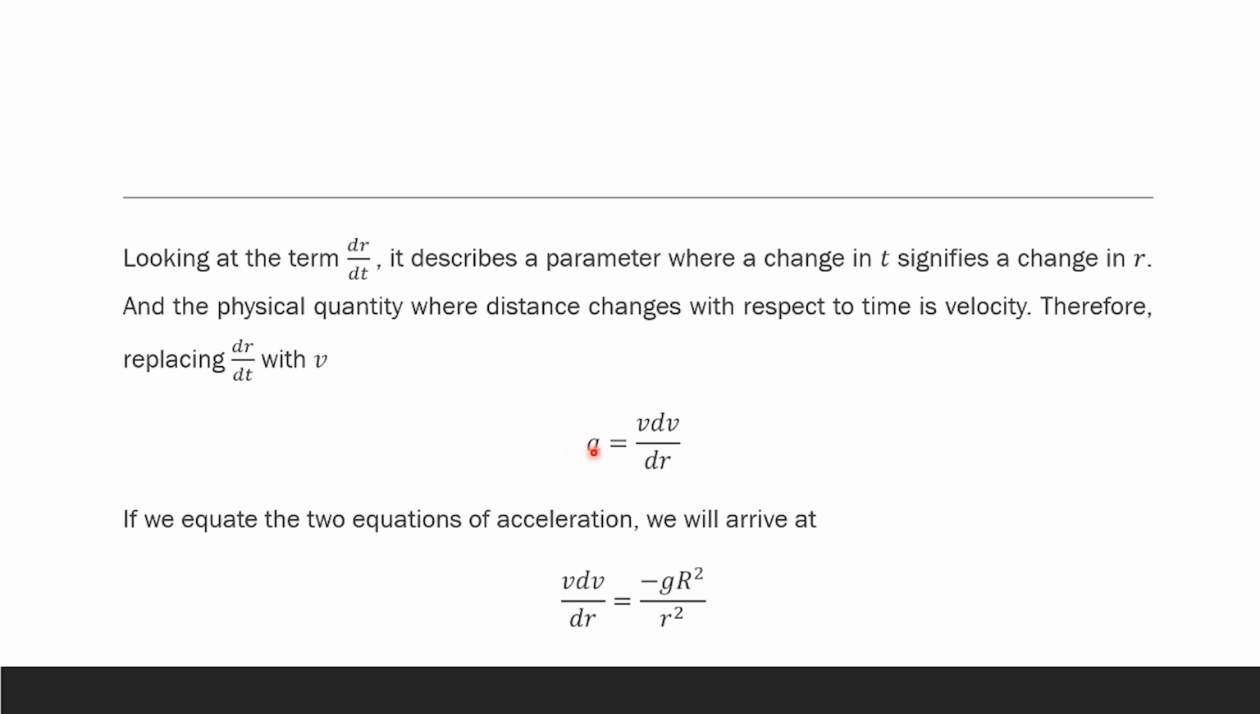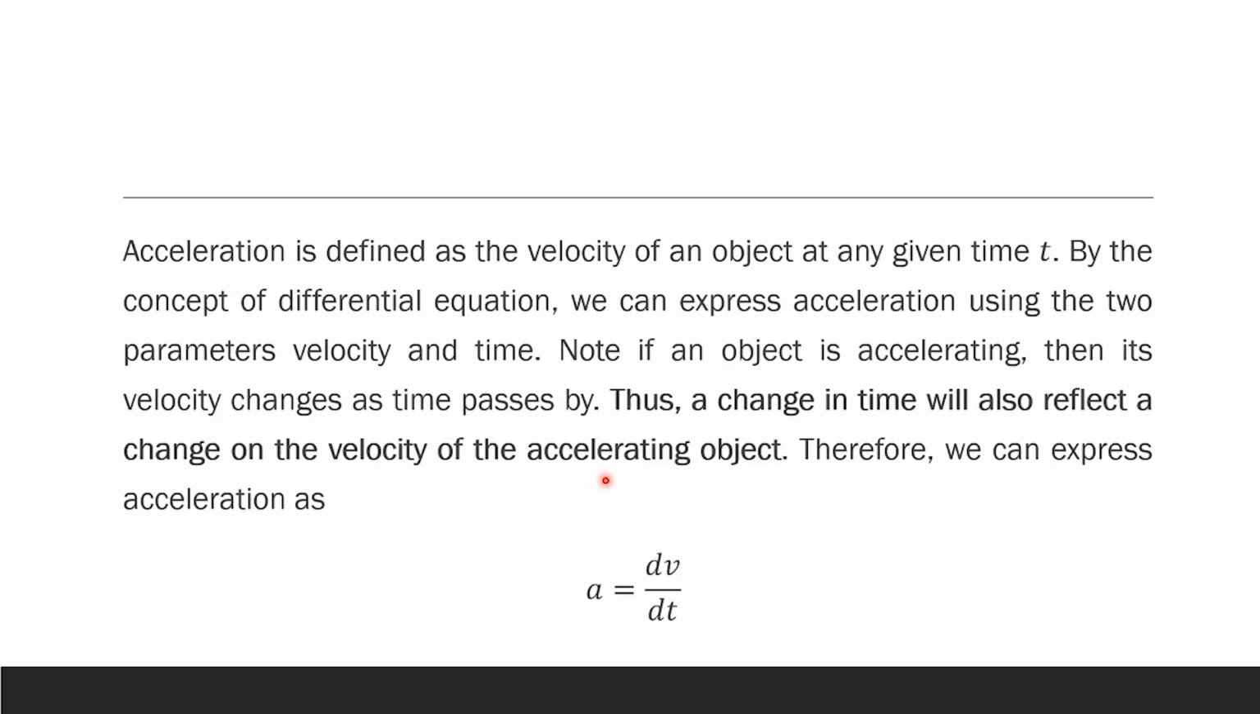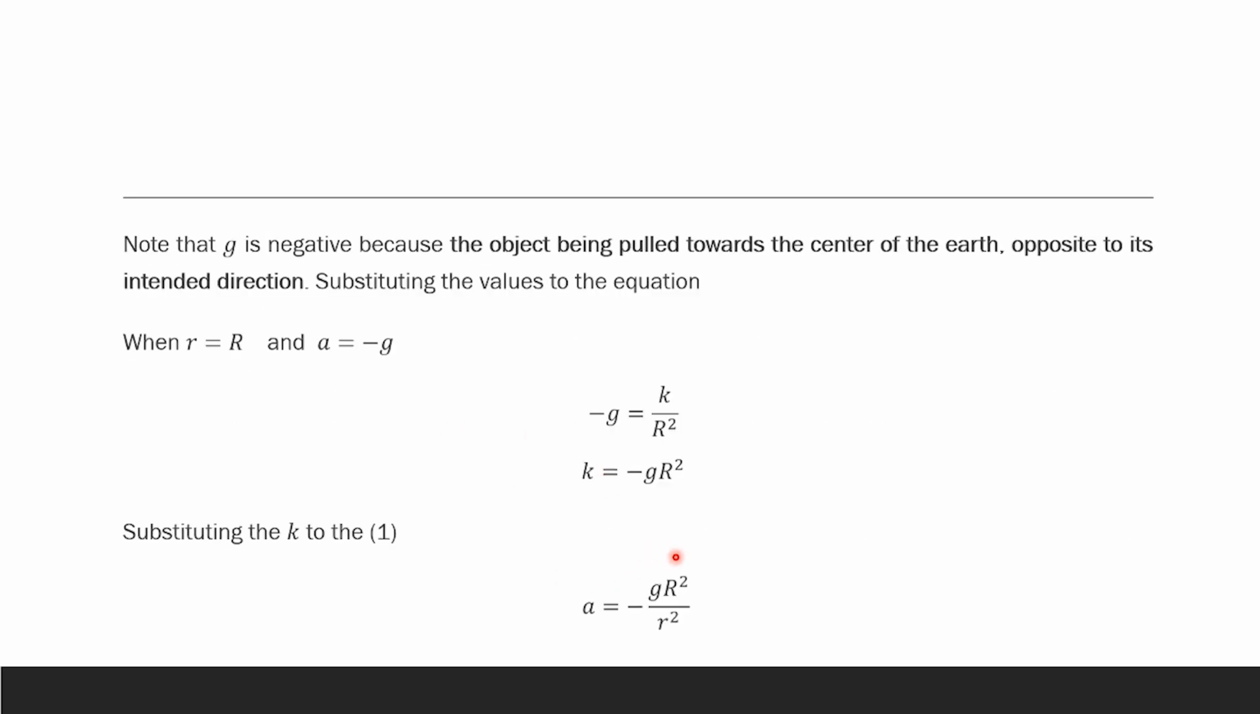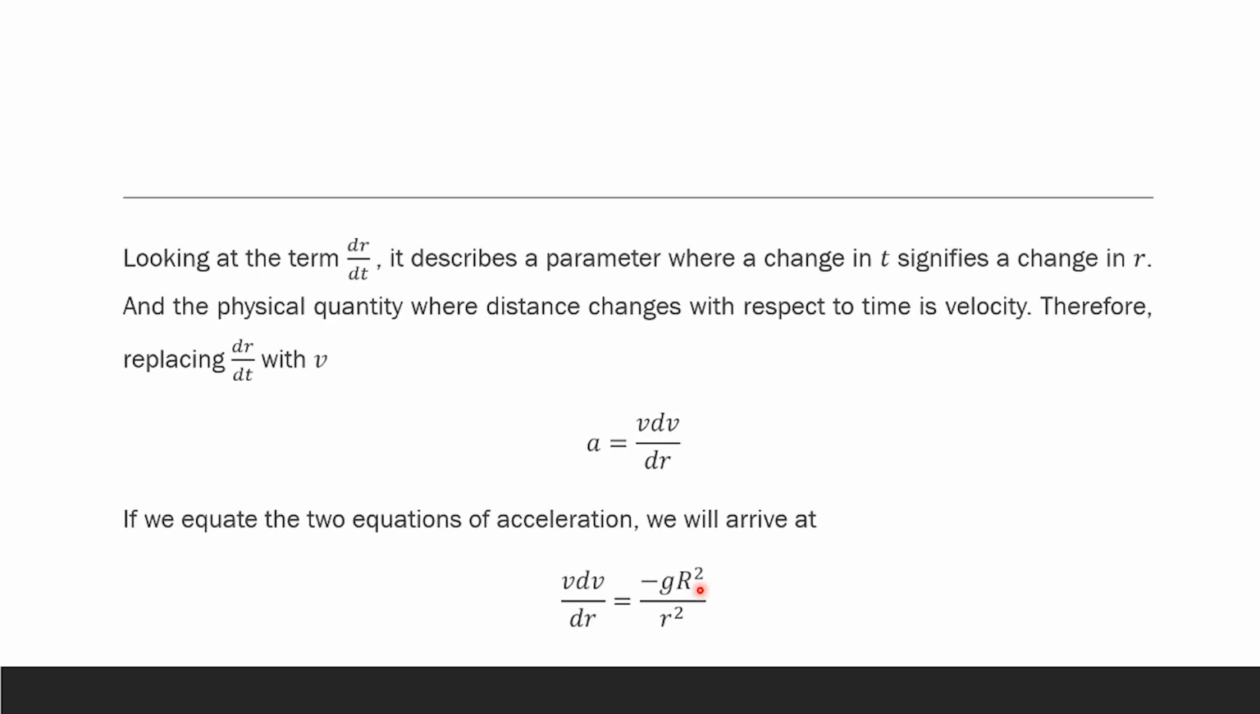Now, meron na tayong another equation for acceleration. Tapos may isa pa tayo kanina, which is this one. I-equate natin ngayon yung dalawang equation na yan. If we equate these two equations, we will arrive at v dv over dr is equal to negative g R squared over r squared. So yun, class, yung nakuha natin na equation. This is obviously a differential equation. Now, if we want to use this differential equation to solve the parameters, then what we have to do is we need to find the solutions.